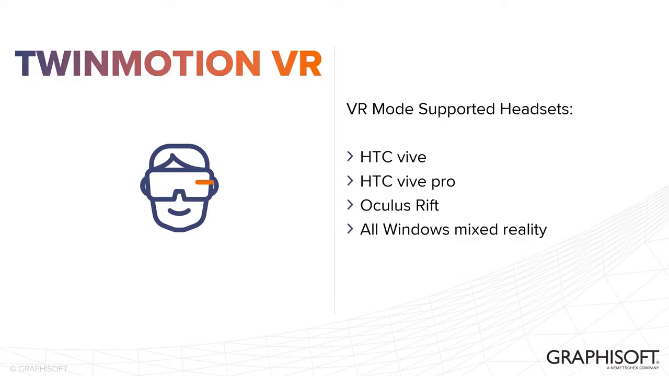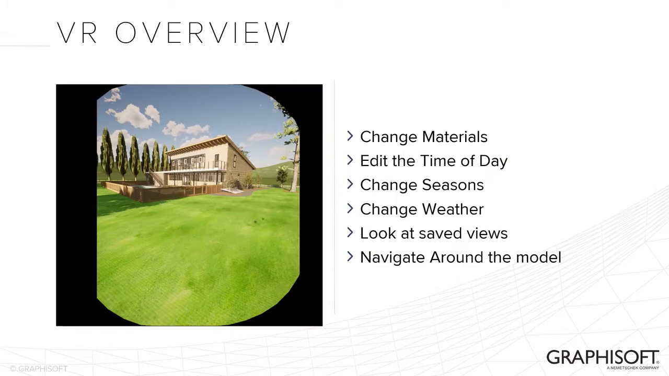There's also a Twinmotion VR mode, and the supported headsets are displayed here on this slide. So you have the HTC Vive, Vive Pro, Oculus Rift, and the Windows Mixed Reality headsets. Inside of VR, you're going to be able to change materials, edit the time of day, change seasons, and adjust the weather. You're also going to be able to look at the saved views that you have inside of here and navigate around the model.